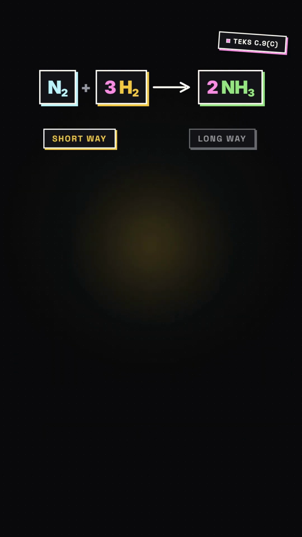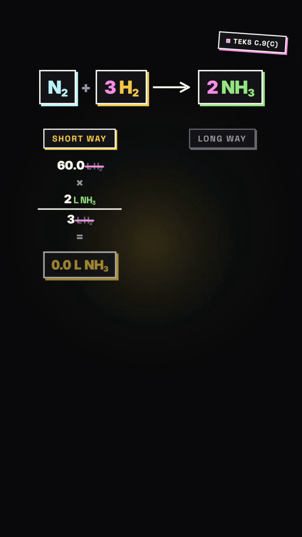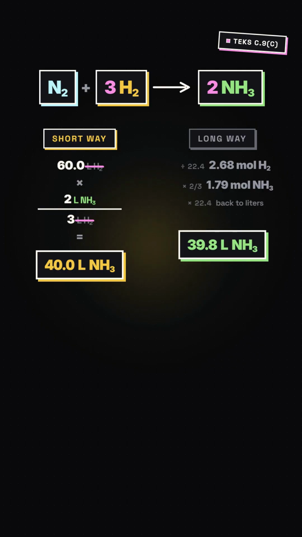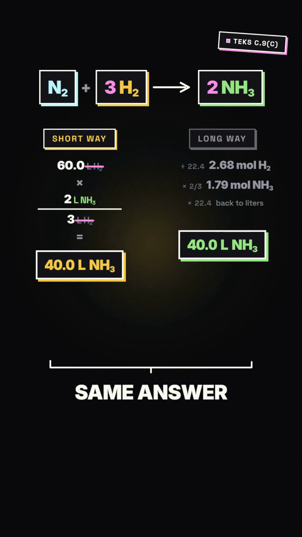Let's do it both ways. Short way, 60 liters of hydrogen times 2 liters of ammonia per 3 liters of hydrogen. Liters of hydrogen cancel, 40 liters of ammonia. Long way, 60 divided by 22.4 is 2.68 moles, times 2/3 is 1.79 moles, times 22.4 is 40 liters. Same answer. And the same equation tells you it used 20 liters of nitrogen to do it.